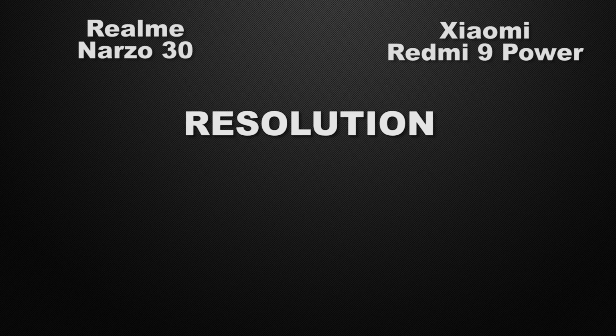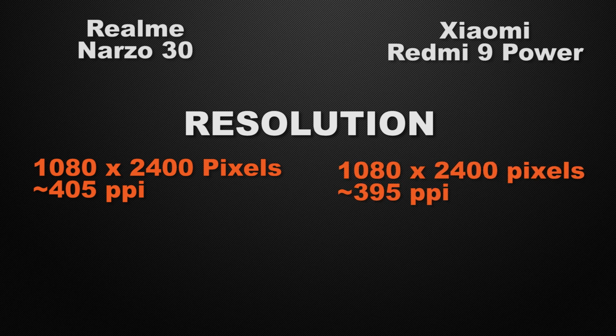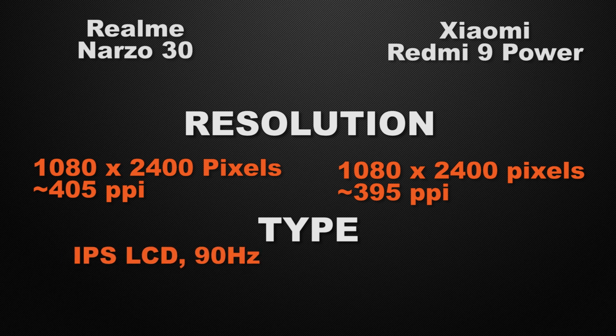Let's talk about the screen resolution of the devices. Narzo 30 comes with a Full HD Plus display. On the other side, 9 Power also has a Full HD Plus display. So it's a tie. And about the display type of the devices, Narzo 30 has an IPS LCD display with a 90 Hz refresh rate, whereas 9 Power has an IPS LCD display.